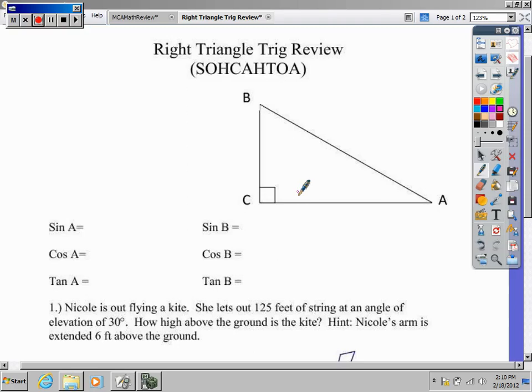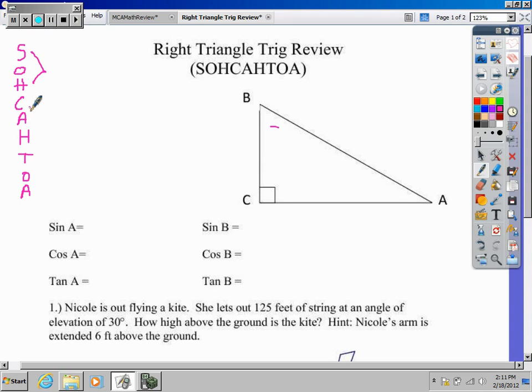In this video, we're going to look at right triangle trig review. So the first thing we want to do is we want to be able to remember how the trig ratios are defined, and that's where SOHCAHTOA comes in. SOHCAHTOA just allows us to remember the definition for sine, cosine, and tangent.